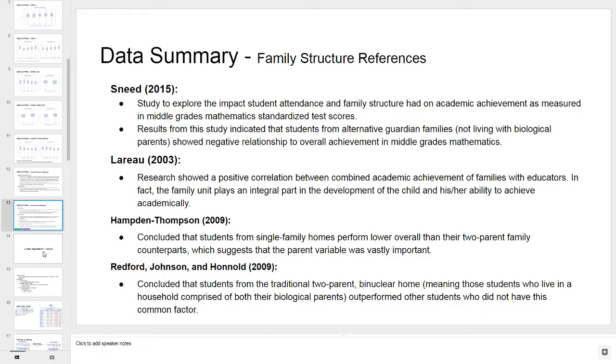Another study, 2009, concludes that students from single-parent homes will perform lower than their two-parent family counterparts. And then finally, the last study shows that students coming from traditional two-parent homes, comprised of both biological parents, outperformed students who did not have that common factor.